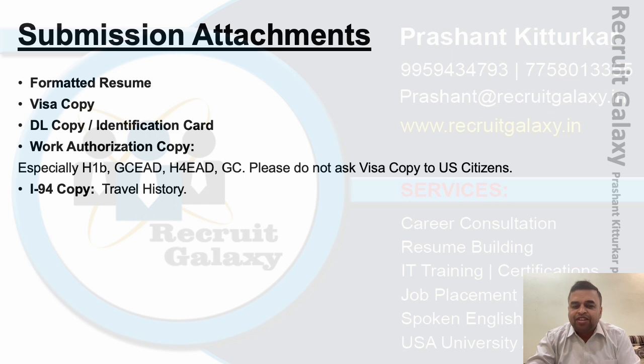I-94 copy, travel history. Travel history is all about when that person went from India, when he arrived in the US, on which work authorization he went, and then when he came back to India. All these details we need to validate their education and years of experience. Otherwise, there are a lot of fake resumes in the US. To identify that, we have to see all the I-94 copies and the years of experience they have mentioned in the resume. I hope this information will be very helpful for you in USITStaffing.